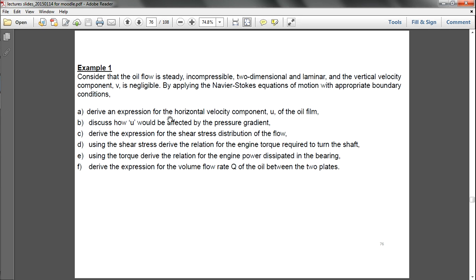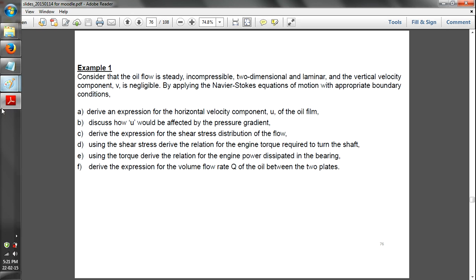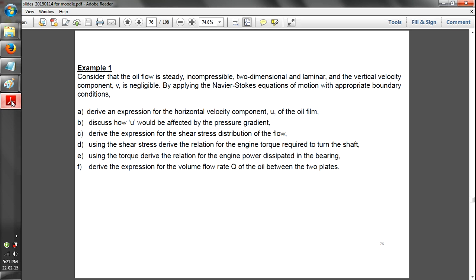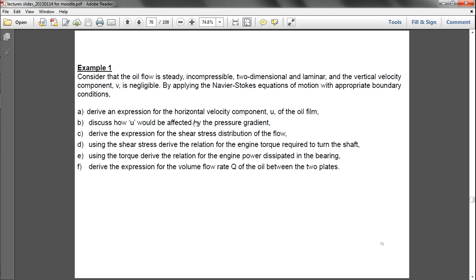So derive an expression for the horizontal velocity component U of the oil film. If you remember back our oil film, this thick thing over here is the oil film, this blue color thing. This whole ring of blue color is the oil film. And then you are tasked to derive a horizontal velocity component for it.